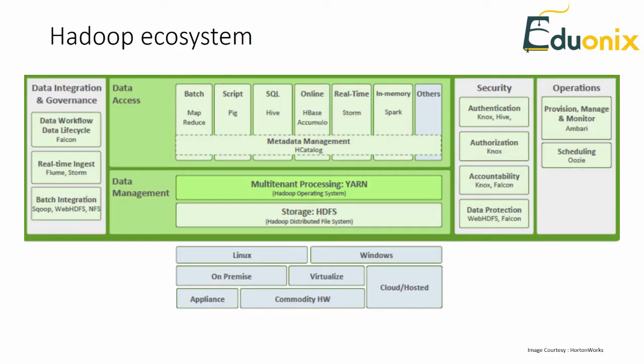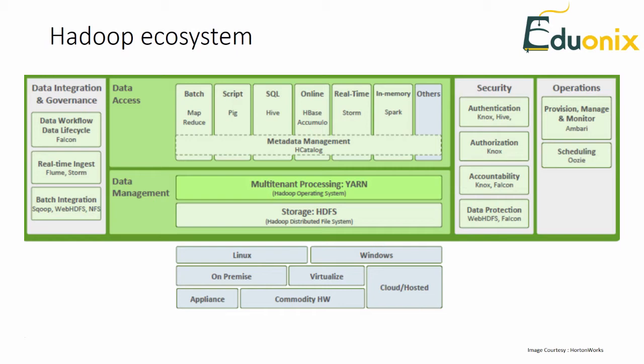Let's talk about the Hadoop ecosystem. The Hadoop ecosystem includes both official Apache open source projects and a wide range of commercial tools and solutions. Some of the best known open source examples include Spark, Hive, Pig, Oozie, and Sqoop. Most of the solutions available in the Hadoop ecosystem are intended to supplement one or two of Hadoop's four core elements, which are HDFS, MapReduce, YARN, and common libraries.